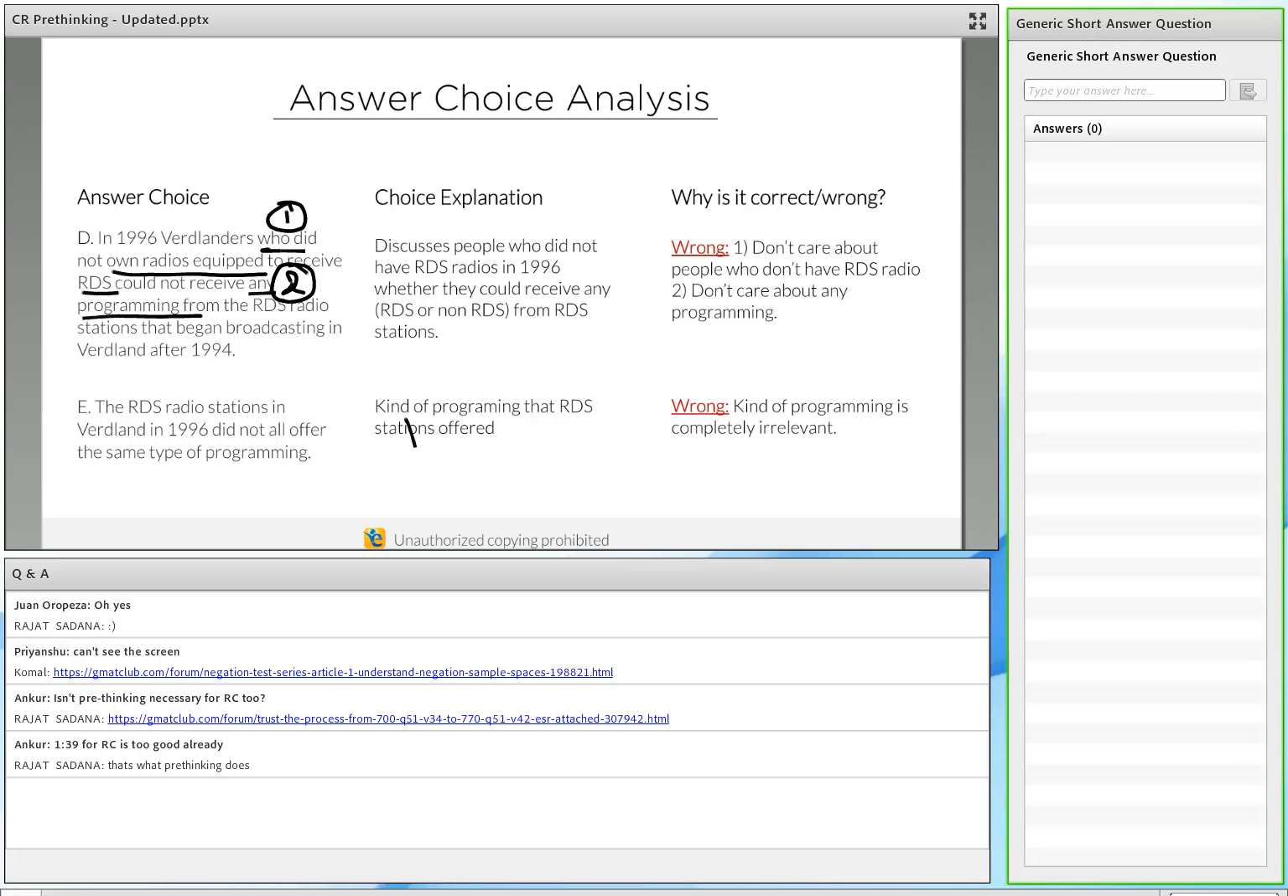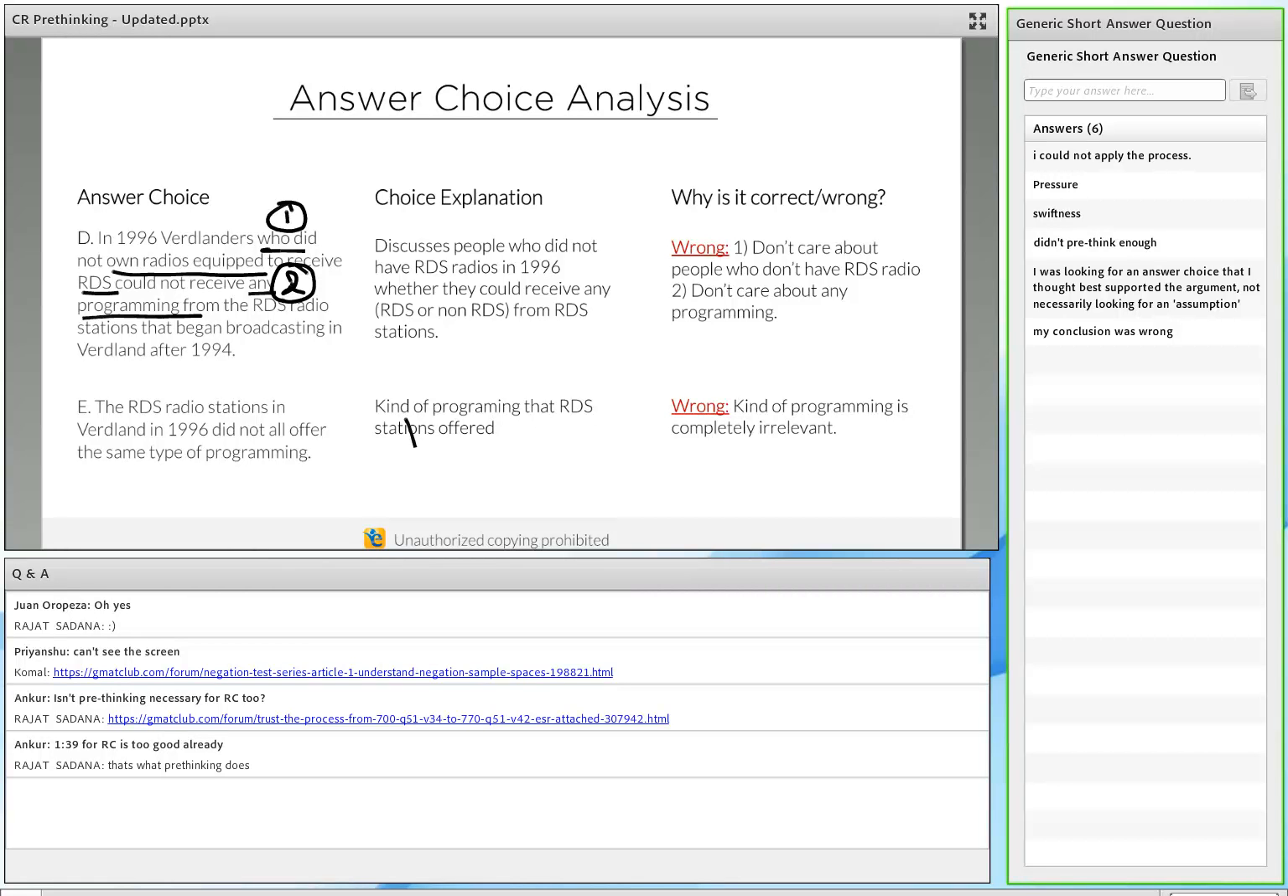Now tell me one thing. Why did you guys make a mistake, those of you who did? What caused that mistake? Okay, pressure. Okay. Your conclusion was wrong. That's good. It's important to understand the cause. Parav says, I always end up with two answer choices which seem equivalent even after pre-thinking. Parav, is that a cause or is that a situation?